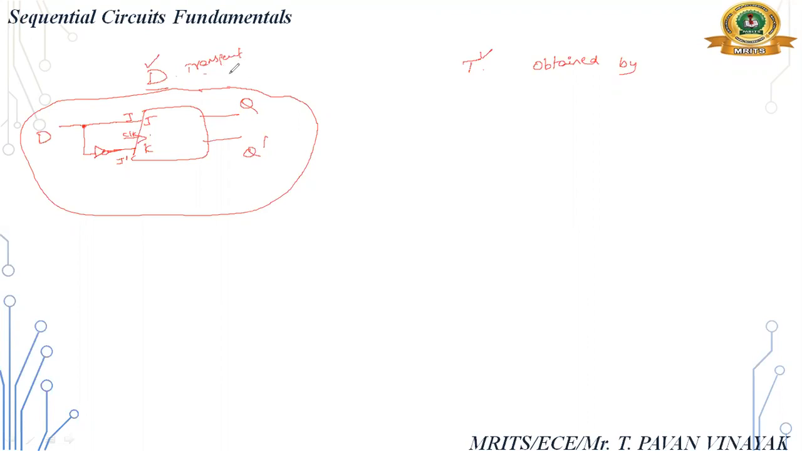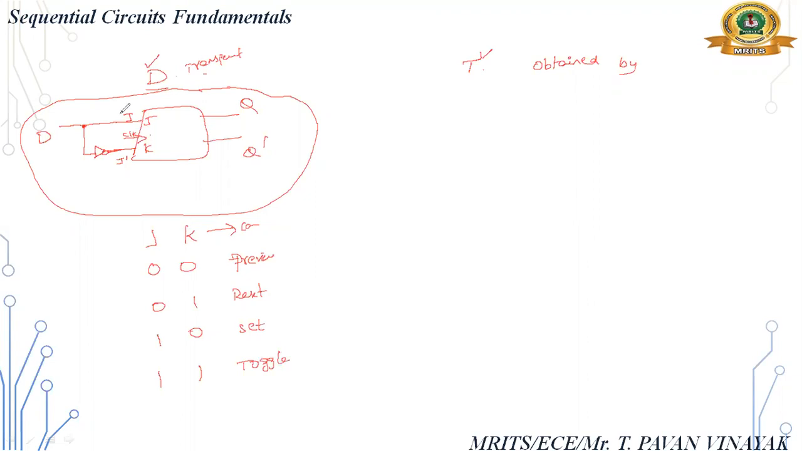Transparent flip flop, because observe here J and J bar. What is the JK truth table? 0 0, 0 1, 1 0, 1 1. The conditions are previous state, reset state, set state, toggle state.